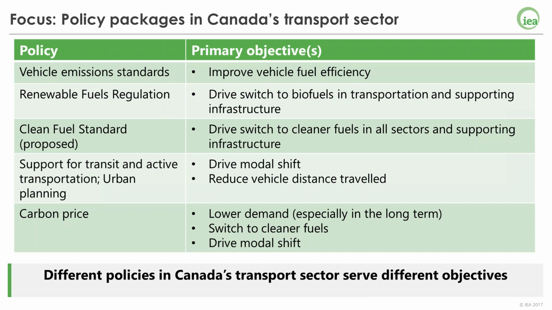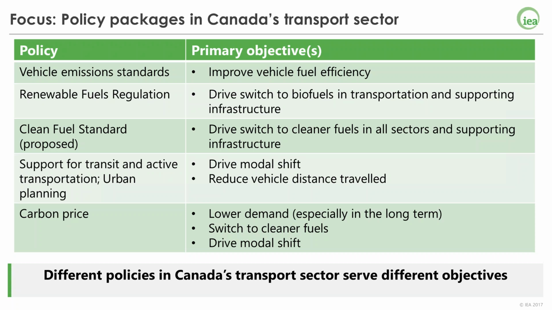The federal government has also implemented a renewable fuels regulation, which requires transportation fuel suppliers to meet a certain minimum percentage of renewable content in the fuels. In addition to this, the federal government has also proposed a clean fuel standard. This would require a declining emissions intensity of fuels, covering fuels beyond biofuels, so beyond the renewable fuels regulation, to include electricity and hydrogen, and also include sectors beyond transport, which is what the renewable fuels regulation would cover, to include industry and buildings. There's also support for transit and active transportation. Urban planning helps shift to cleaner modes of transportation, and it can also reduce demand for vehicle distance traveled through densification and mixed use development.